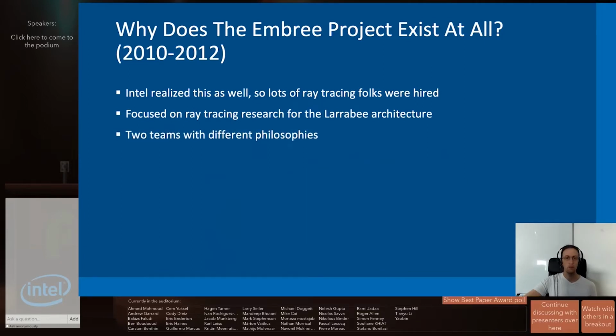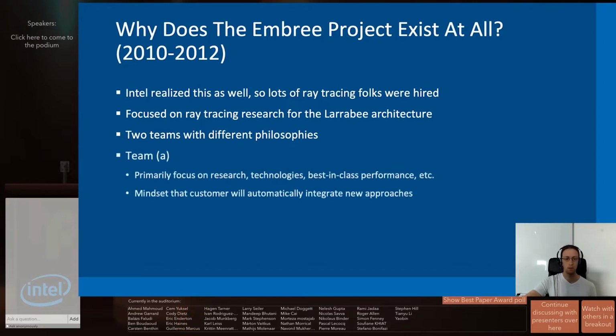Okay, so we had a lot of ray tracing folks back then at Intel, and they can be roughly categorized into two teams with different philosophies. Right? The first team, let's call them Team A, their primary focus was on research, technologies, achieving best-in-class performance, and they had the mindset that as long as the end user will see this best-in-class performance or these cool new technologies, they will automatically integrate those into their own applications.